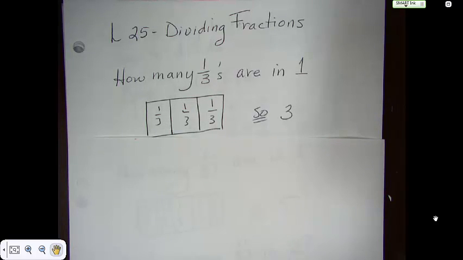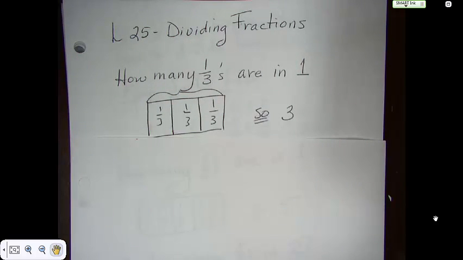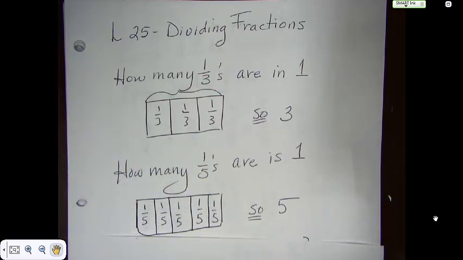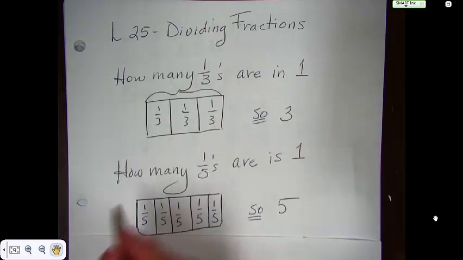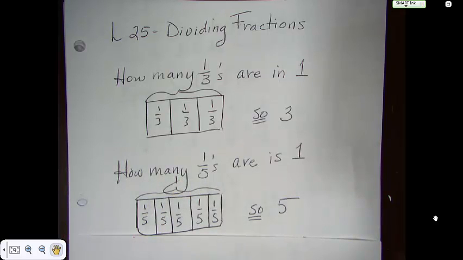If you take 1 and divide it into 3 parts, there are 3 1/3 in 1. It's the same thing as 1/5. You take a box, it's the whole right here, and you divide it into 5 parts. There's 5 1/5 in 1.